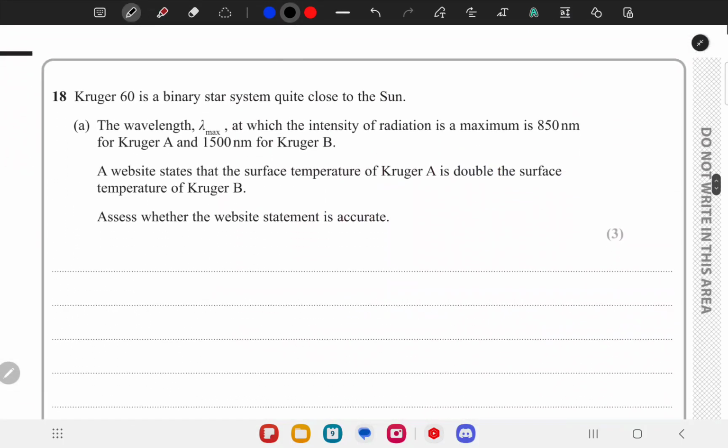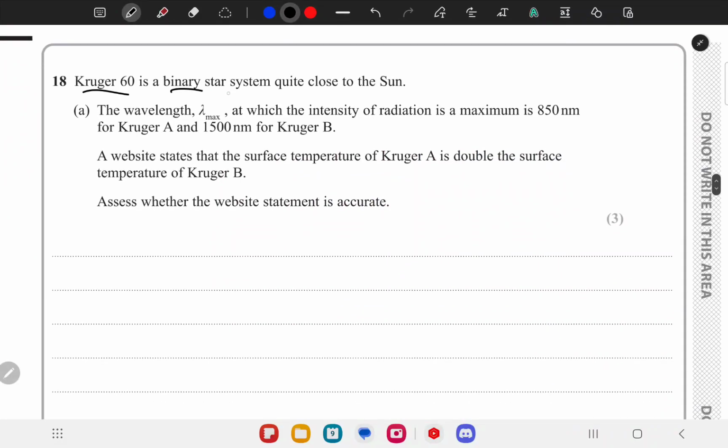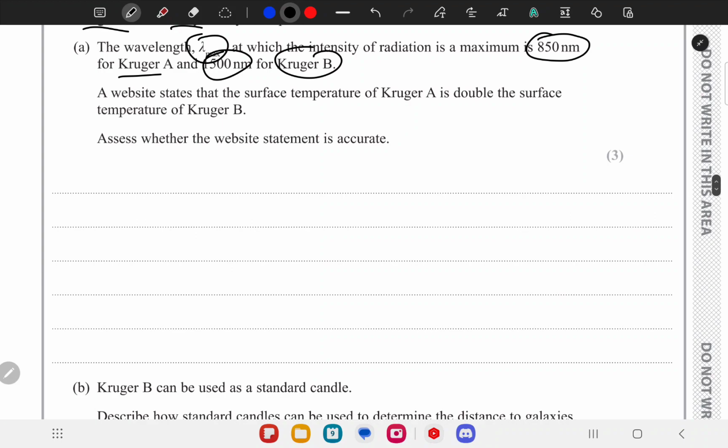Now on to question 18. We are told that Kruger 60 is a binary star system. The peak wavelength, lambda max, at which the intensity of radiation is greatest, is given: 850 nanometers for Kruger A and 1500 nanometers for Kruger B. A website states that the surface temperature of Kruger A is double the surface temperature of Kruger B. We have to assess if this is accurate or not.